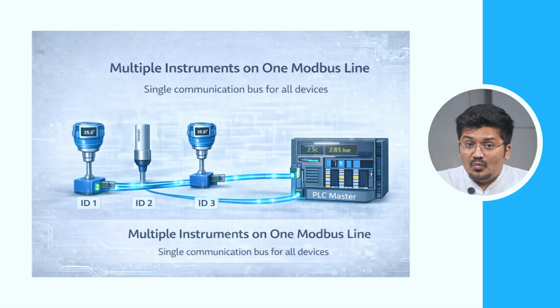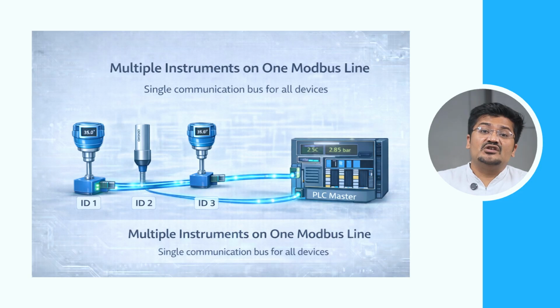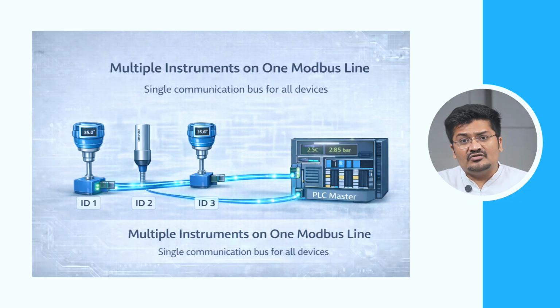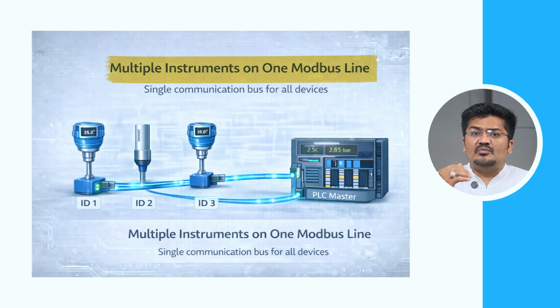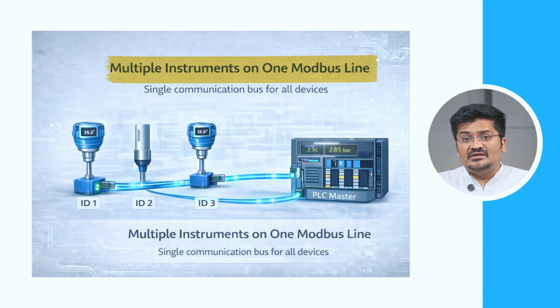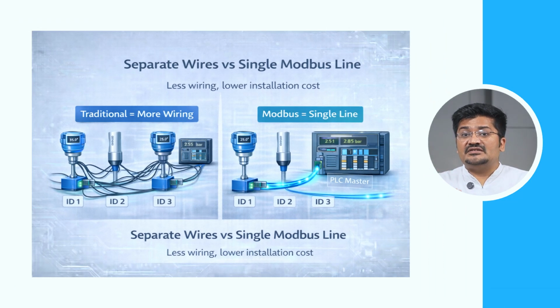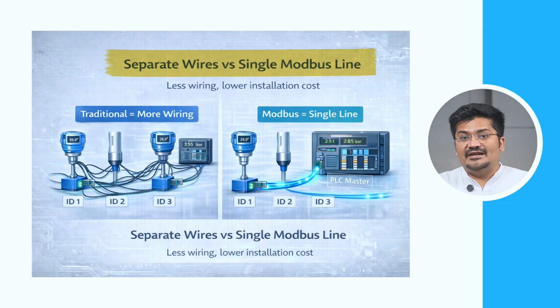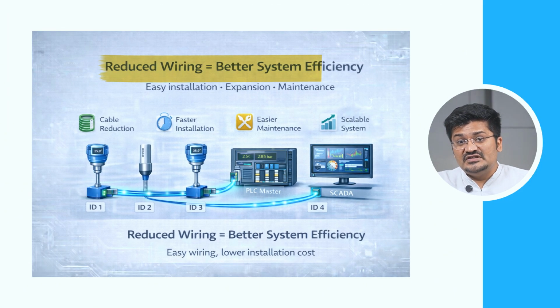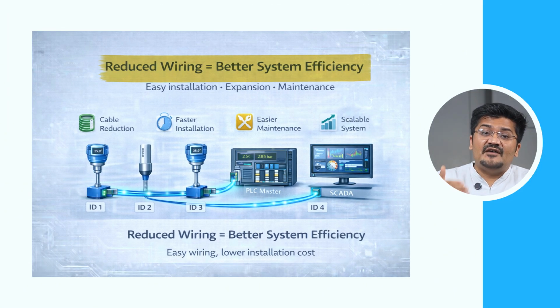Modbus is one of the most widely used industrial communication protocols. It allows multiple instruments to communicate with each other. For example, temperature transmitters, humidity sensors, controllers, and PLC systems. All these devices can be connected through a single communication line. Instead of separate wires for each sensor, multiple devices share the same communication network. This reduces wiring and improves system efficiency.